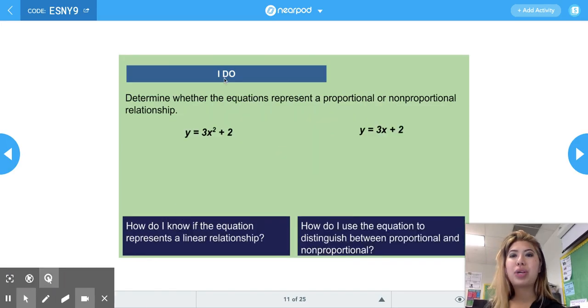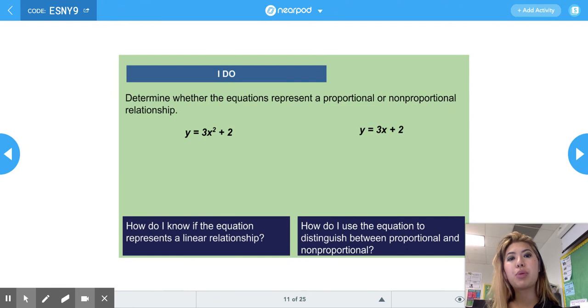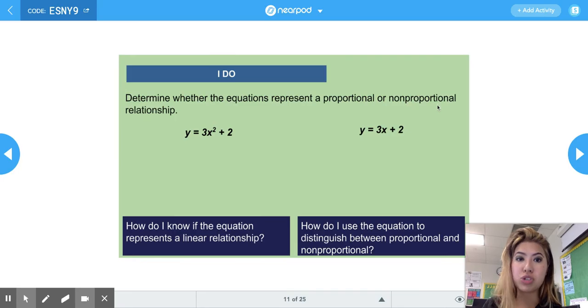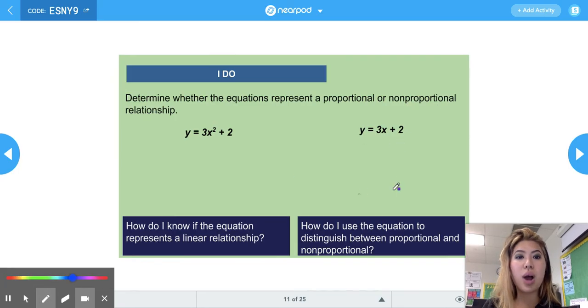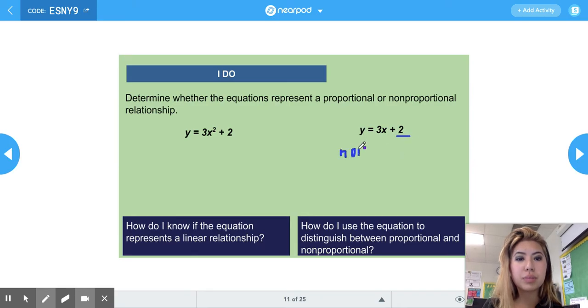This next I do problem reads, determine whether the equations represent a proportional or non-proportional relationship. We have y is equal to 3x squared plus 2. And this is not an equation that we've seen before, so we know that it's neither proportional or non-proportional. Then we have y is equal to 3x plus 2. We can identify that since it has a y-intercept, this is going to be a non-proportional relationship. And then to answer the questions at the bottom, how do I know if the equation represents a linear relationship?